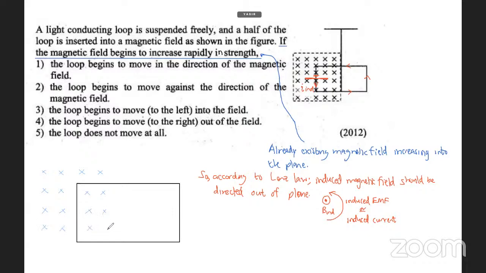Okay, people. Now the entire loop is not inside the magnetic field. That's important. Now what will happen? There's an induced current flowing. We have figured out how to decide. We have decided the direction of the current like this.